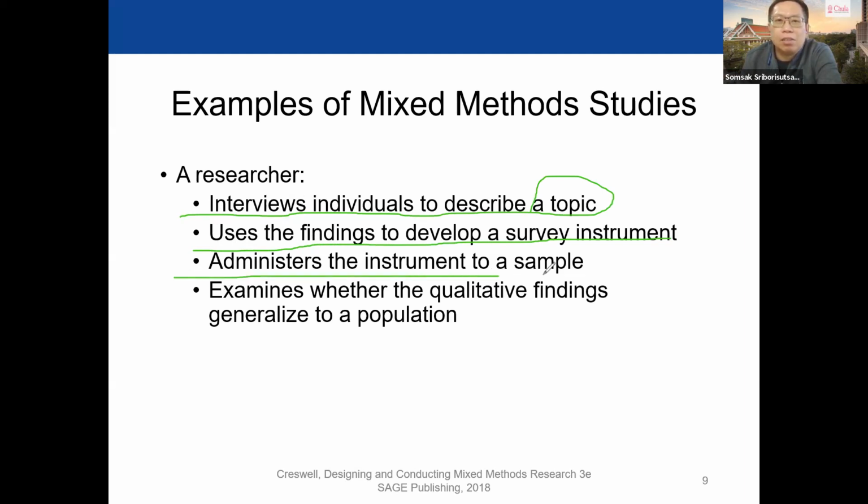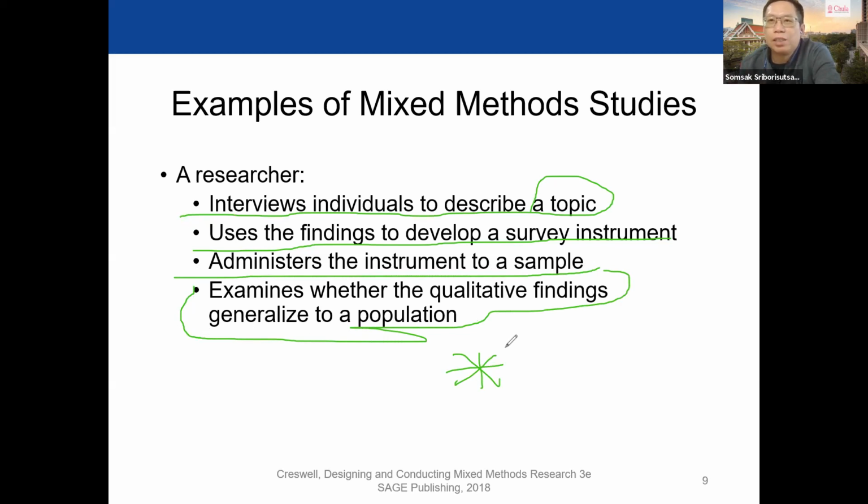And then you get the survey data, right? And examine the qualitative findings better, and generalize to the population. You start with what you really don't know first by interviewing individuals, and then you get the result from the qualitative phase, and then keep on collecting the survey data in your second phase. This is a very popular way to use mixed methods studies.